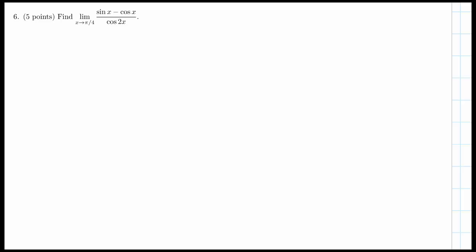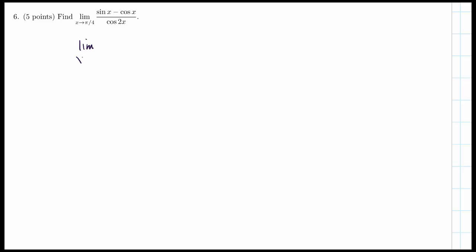Here's problem number 6 from assignment 2. We try the plug and chug method and say, well, what would happen if we simply plugged in pi over 4 into there, and we end up getting cosine of pi over 2. Cosine of pi over 2 is 0. It's a division by 0 problem, and that doesn't help us out.